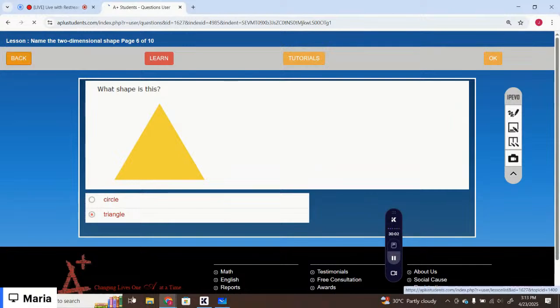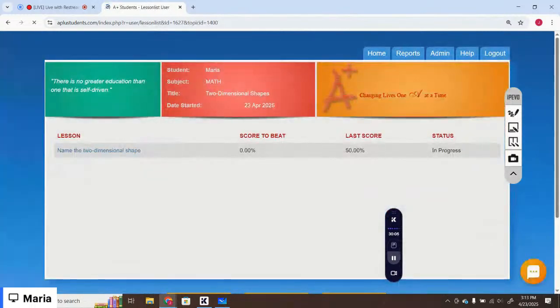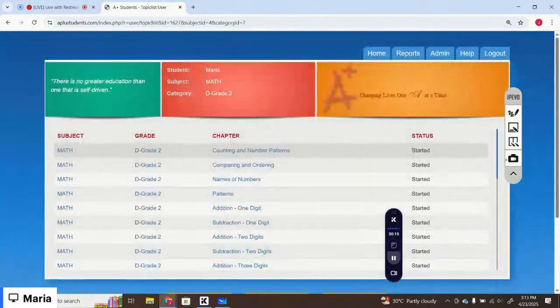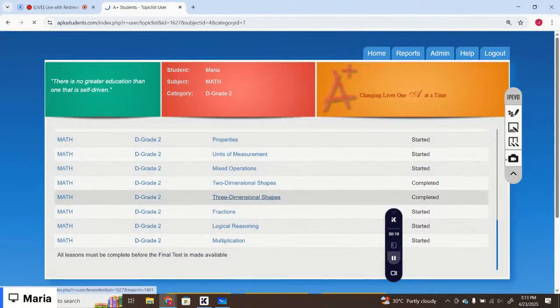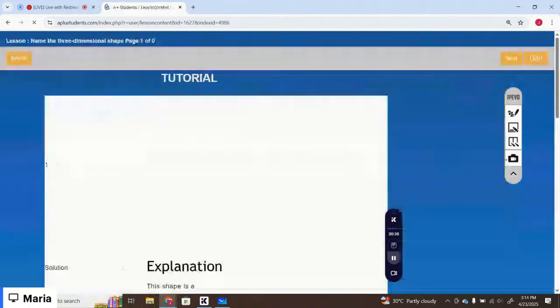Okay, you can complete the lesson by yourself. Today, the only three shapes are circle, triangle, and square. So you can complete the lesson. Okay, let's move on to the next chapter. The next is three-dimensional shapes. Name the three-dimensional shapes. Let's start the lesson.